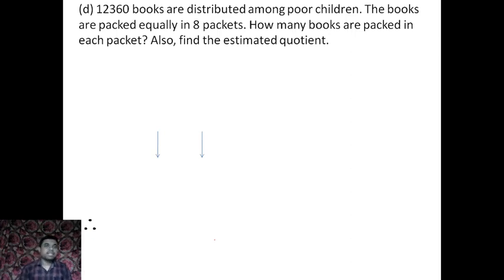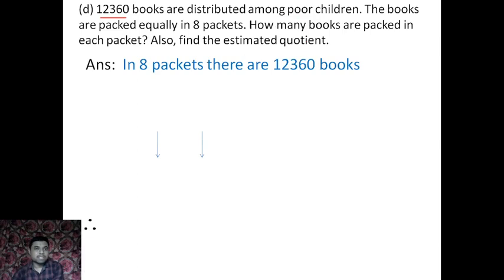Next, D. These books are distributed among poor children. The books are packed equally in 8 packets. How many books are packed in each packet? That means the total number of books is this. You are distributing these books to poor children. So write the statements. In 8 packets there are these books, and asking for how many books are packed in each packet.